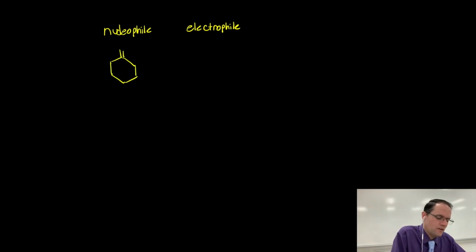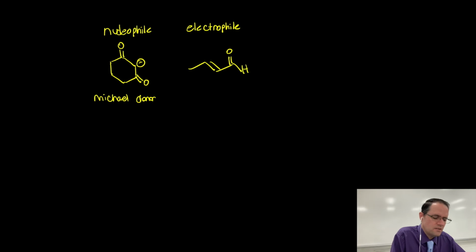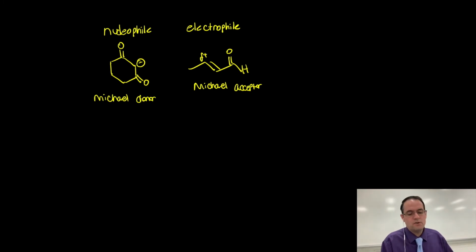We have different names for this. We call the nucleophile and the electrophile the Michael donor and the Michael acceptor. So here's the diketone. Okay, and I'll just draw the enolate there. So this is called a Michael donor. Okay. And the electrophile is, of course, the aldehyde that we talked about that's unsaturated. There's a delta plus on the beta carbon, and this is called the Michael acceptor.